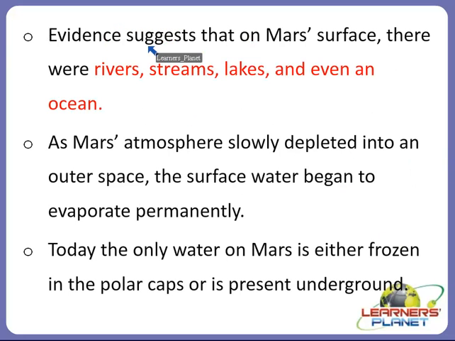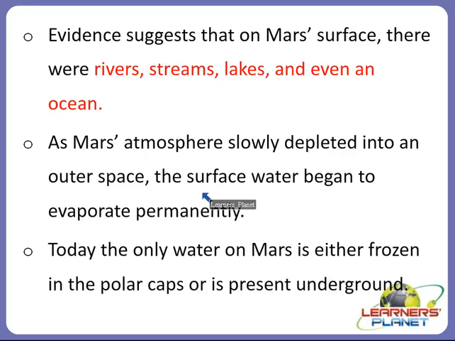Yes, evidence suggests that on Mars' surface there were rivers, streams, lakes and even an ocean, just like our Earth. As Mars' atmosphere slowly depleted into outer space, the surface water began to evaporate permanently, and that is why now it is impossible to stay over there. And now it is impossible for rivers, streams, lakes or any ocean to be present on the Mars surface.